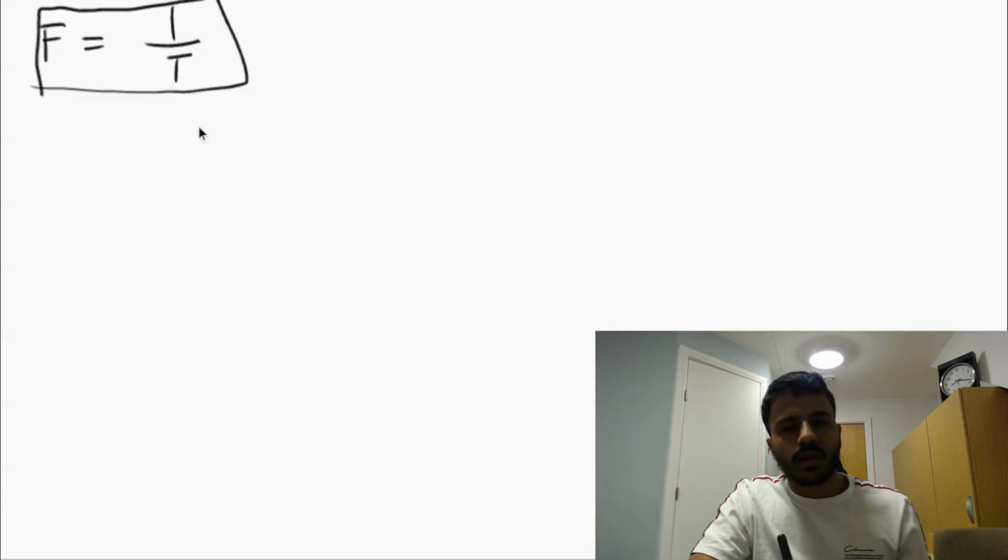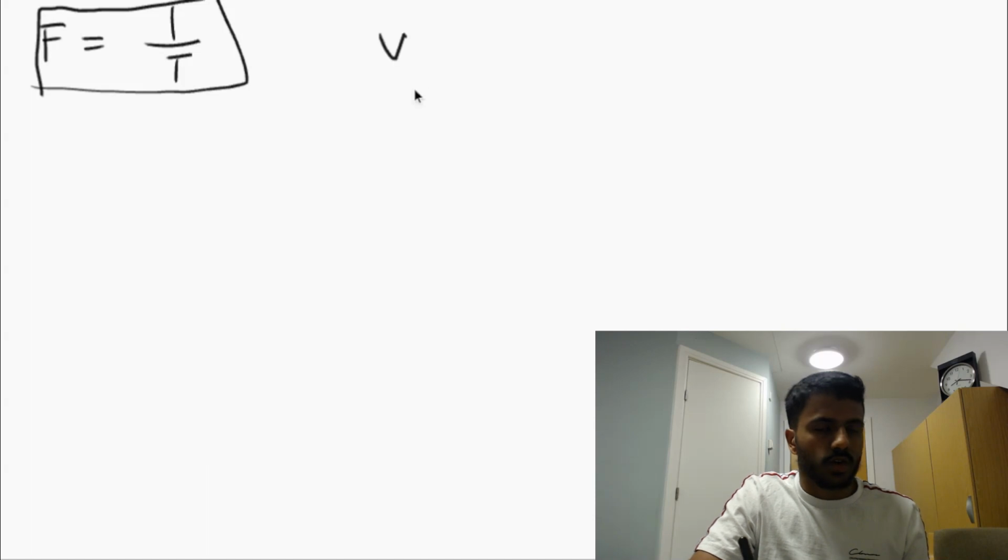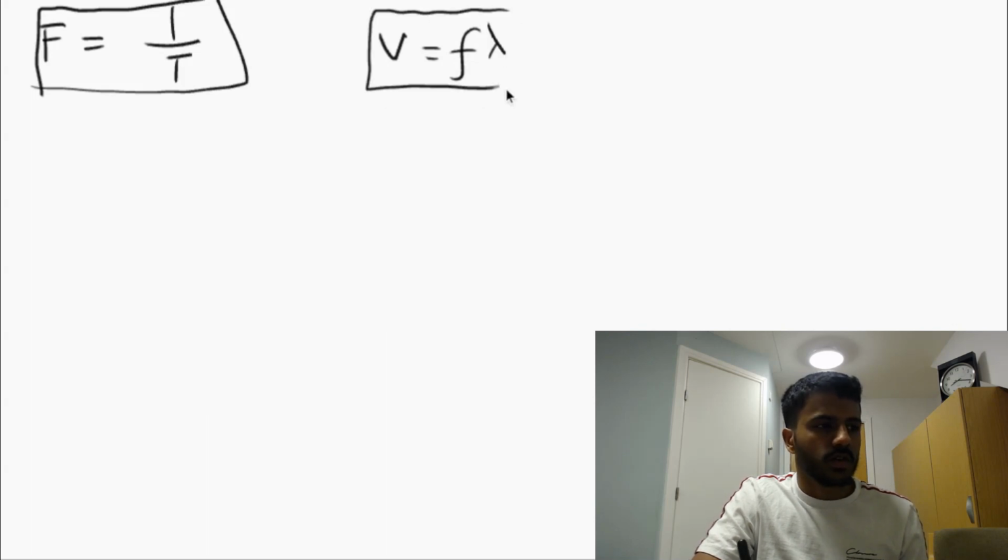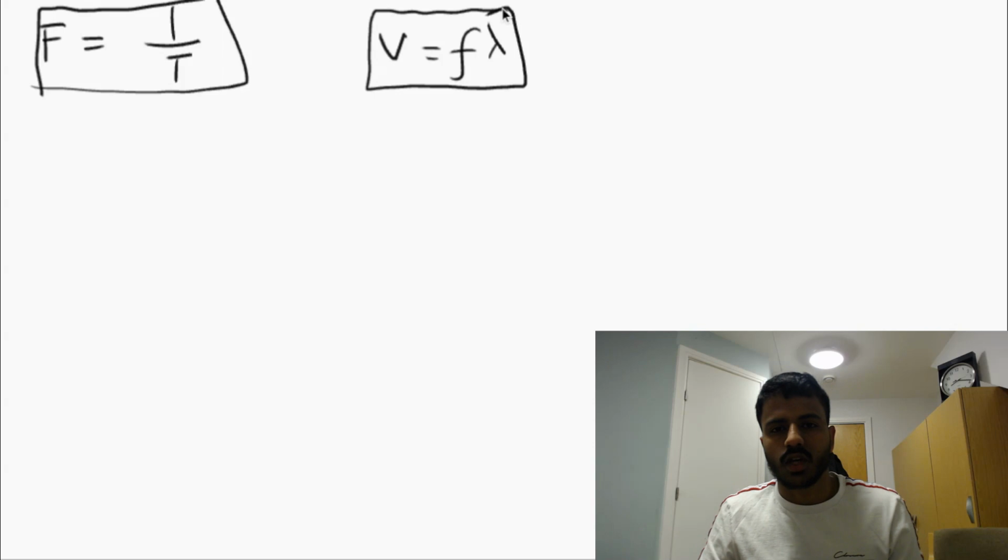period. Now, another quite fundamental equation is that the wave speed noted by this v here is equal to the frequency of the wave multiplied by lambda. So the frequency of the wave times its wavelength will give you the speed at which that wave is moving.